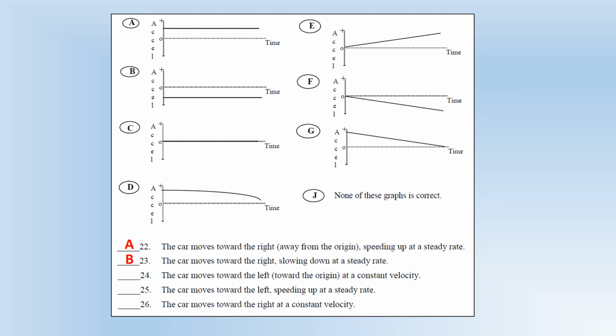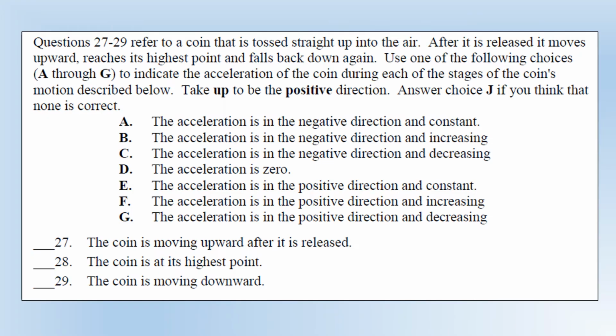The car moves towards the left at a constant velocity. So constant velocity, force and acceleration are both 0. The car moves towards the left, but its speed is increasing at a steady rate. So if it's speeding up, that must mean the force is in the same direction. So the force is to the left, but force is constant to give you constant acceleration. That's B. So the car moves to the right, constant velocity. Constant velocity means resultant force is 0. And that's option C.